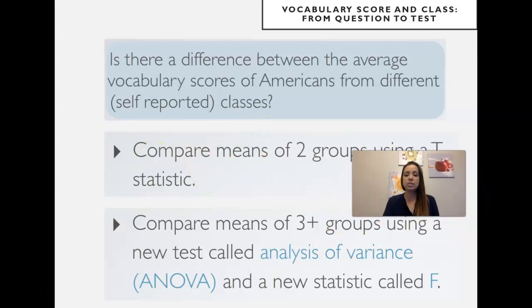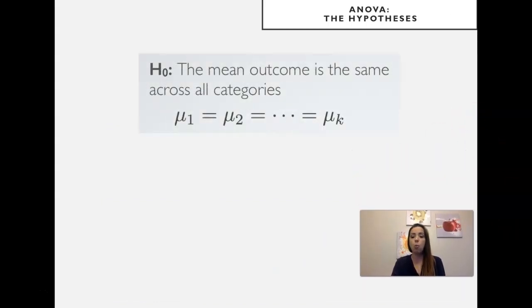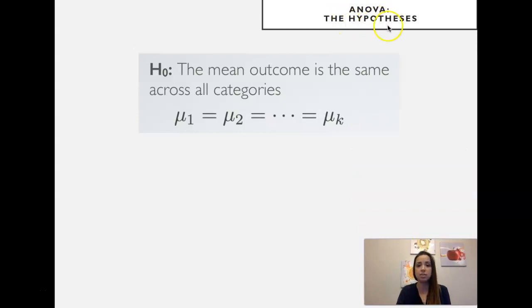So what we'll use instead, that is a more efficient and more conservative method, is to compare means using analysis of variance, which will require a new test statistic called F. So let's see what are the hypotheses that an analysis of variance will test.